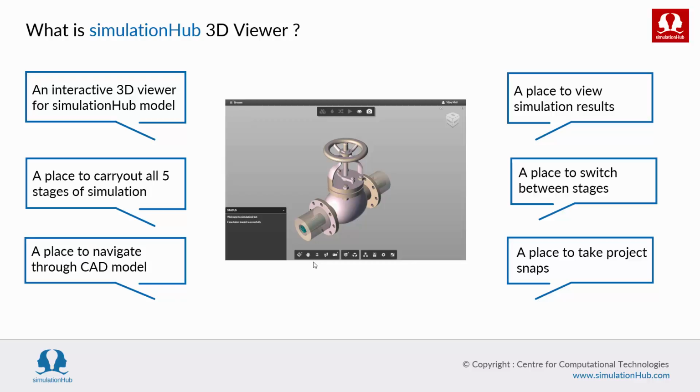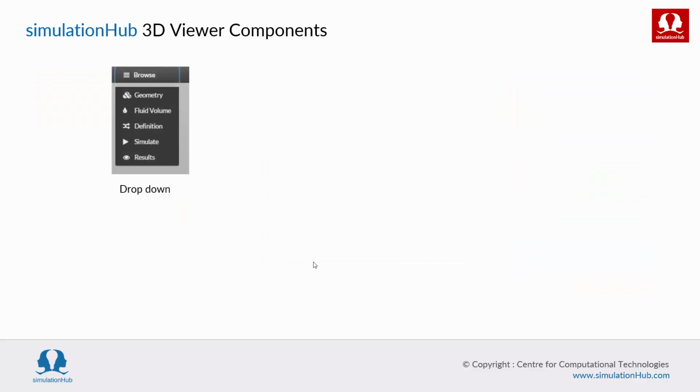Before looking at the 3D viewer, let's see what the different components are that you will come across when you interact with the 3D viewer. So the first type of component is a drop down list. For example, you will see a drop down list when you click on the browse button available on the 3D viewer.